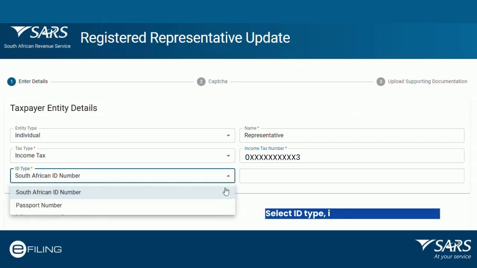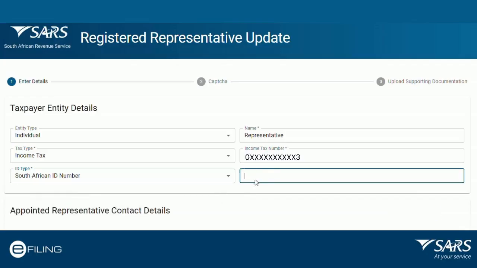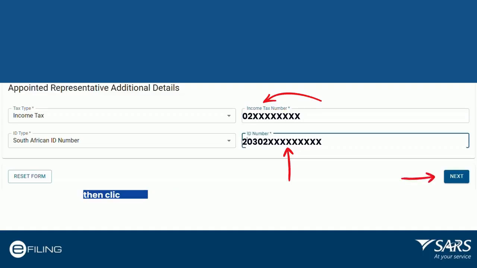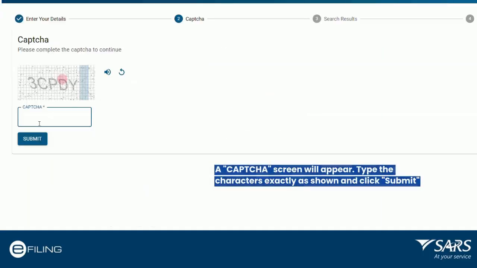Select ID type. If South African, choose ID. Then capture the number. Capture tax and identity number. Then click Next. A capture screen will appear. Type the characters exactly as shown and click Submit.